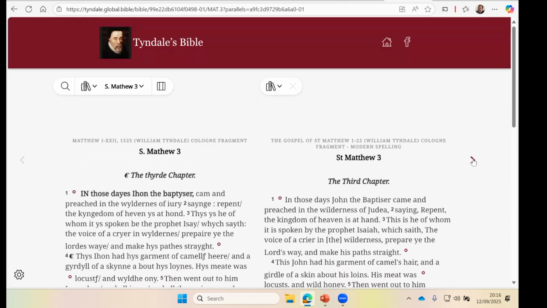And so what I've done is I've missed out the intermediary stage because I don't see much point in that. You either want to look at the original or you want it modernized. I don't think there's much point in having it in the middle. And so my plan is that we will have everything that Tyndale did in his lifetime in original form and modernized form.